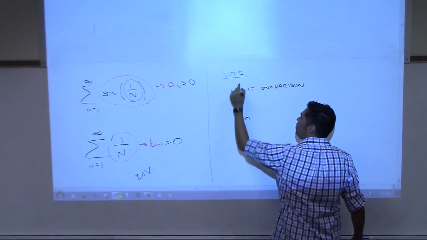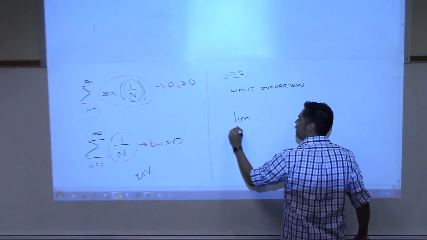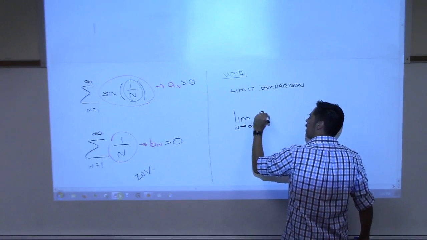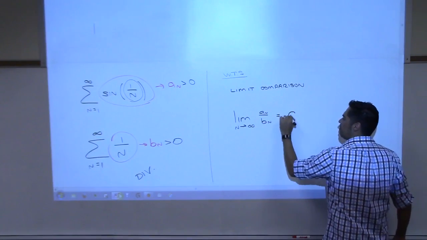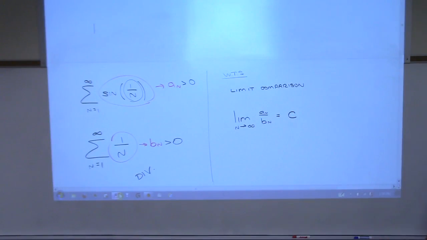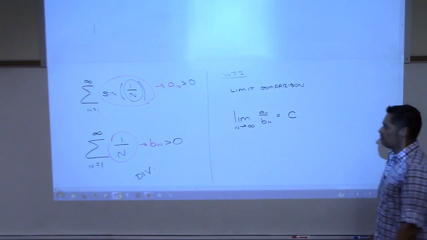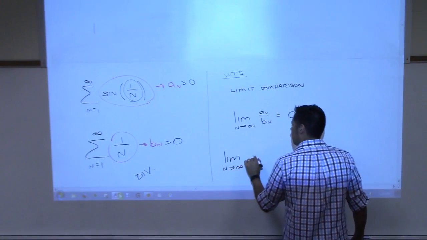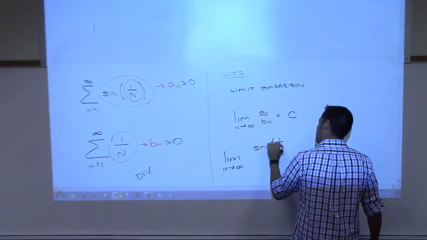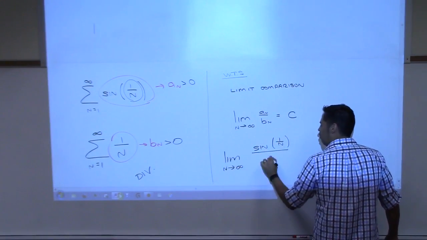What I want to show here is that the limit as n goes to infinity of a sub n over b sub n. What do I need that to do? Go to some positive constant. That's what I want. So let's look at the limit as n goes to infinity of sine of 1 over n, over 1 over n, right?